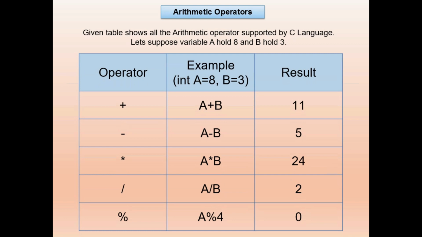Then the percentage sign is represented as mod. If a mod 4, it gives the result 0. Mod gives you the remainder. If 8 is divided by 4, then finally you get a remainder of 0. That's why the final result is 0.